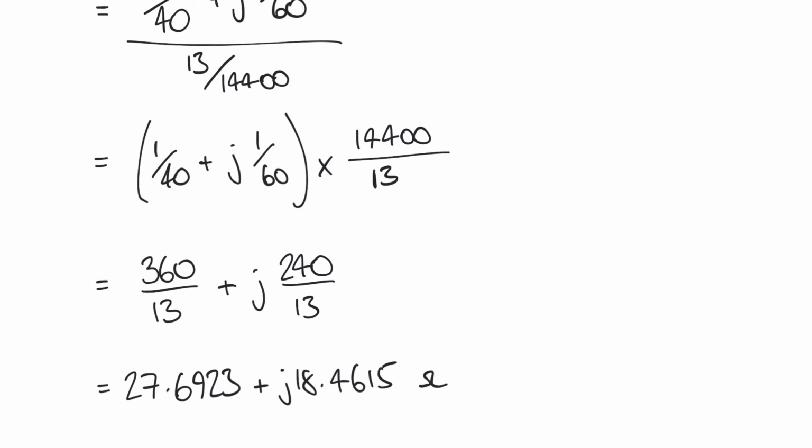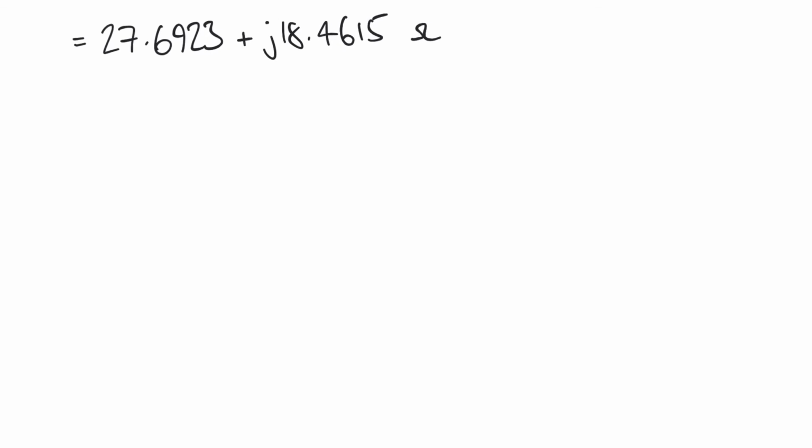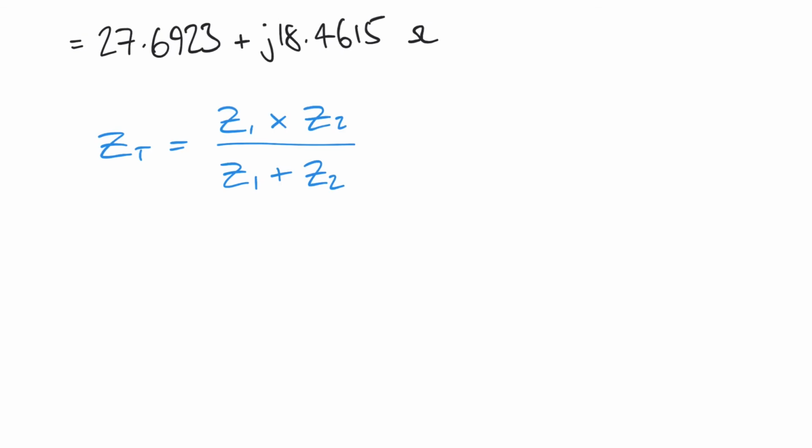So unfortunately, you can see hopefully that combining complex numbers in parallel can be a lot more complicated than combining just simple resistors in parallel. We mentioned at the start there were two methods. We've used one of them there. Let's have a look at the other one as well. It was this one here, ZT equals Z1 times Z2 over Z1 plus Z2. Let's use the same values, hopefully get the same results.